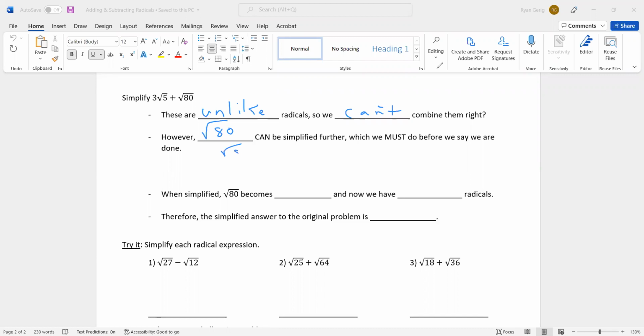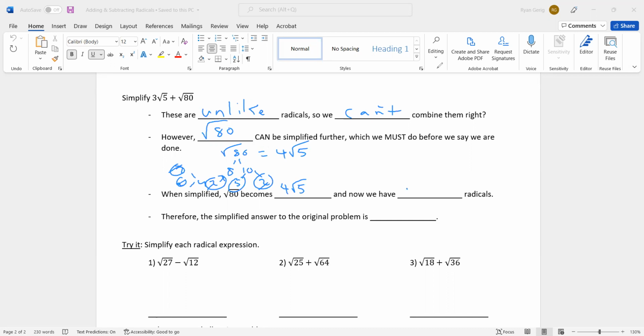I'm gonna do this quickly because you've been doing this for a long time. 8 and 10, 4 and 2, I'm going off to the side here. 2 and 2, 10 is 5 and 2. So that's a pair of 2s, another pair of 2s, so that's 4 radical 5. When simplified, square root of 80 becomes 4 radical 5.